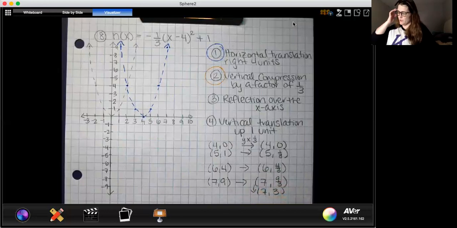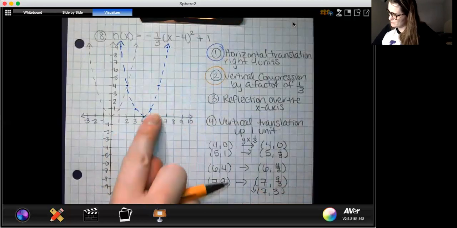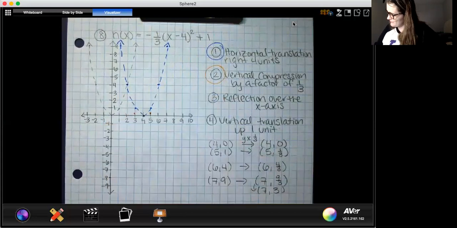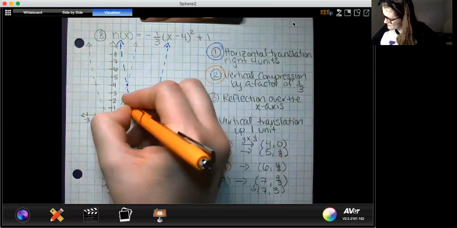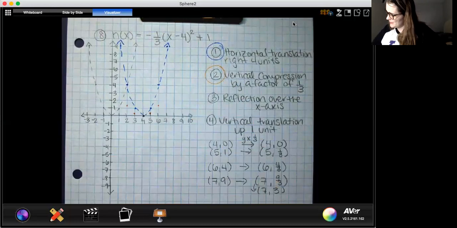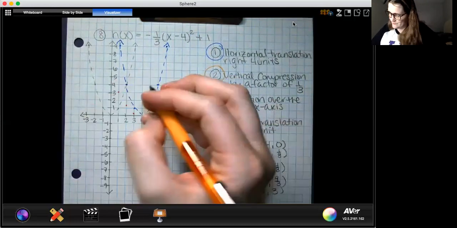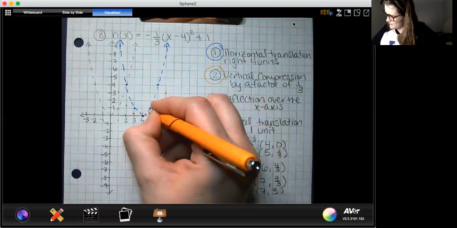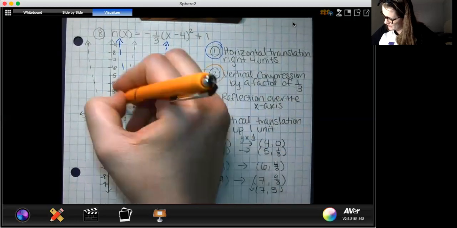So let's look at that orange. So (4, 0) stays the same. (5, 1) is now (5, 1/3). Then we have (6, 4/3). And then we have (7, 9/3), which is 3. And as you can tell, that graph has extremely flattened out.